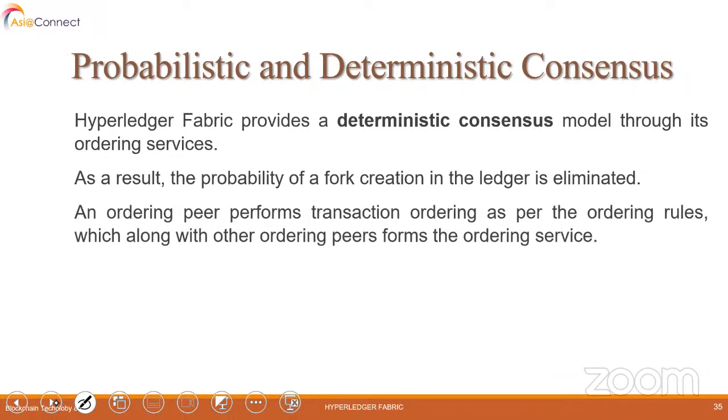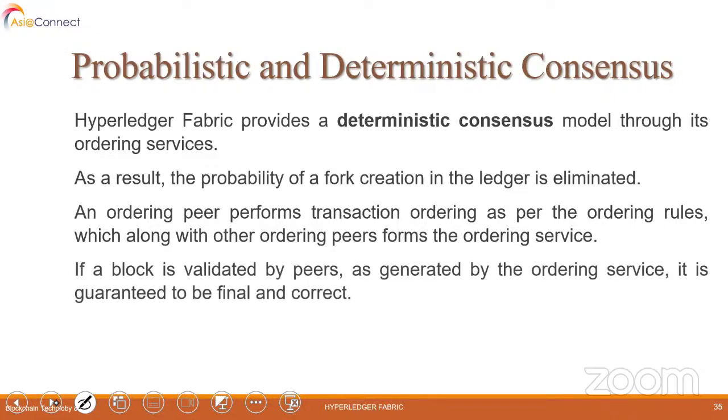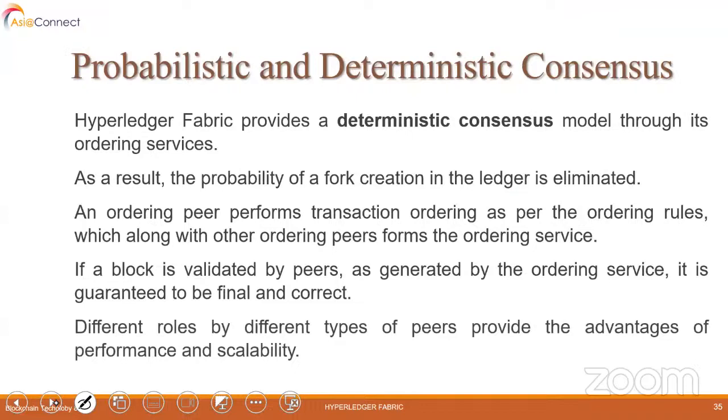Now, an ordering peer performs transaction ordering as per the ordering rules, and along with other ordering peers forms the ordering service. So if a block generated by the ordering service is validated by peers, it is guaranteed to be final and correct. There's no chance that a fork will be created, right? So different roles for different types of peers provide the advantage of performance as well as scalability.